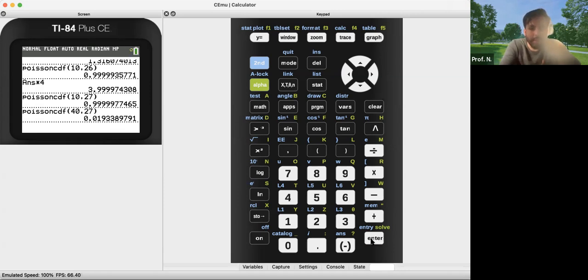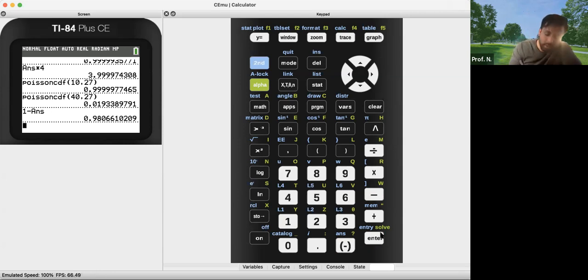But of course, after we find that number, we do 1 minus that, because that's the complement. So you do 1 minus the answer, and you get 0.98066 dot dot dot. And that would be your answer. So yes. Thank you for that.